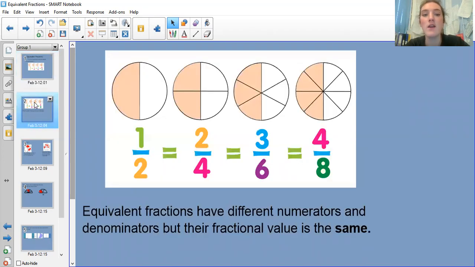Okay, here is another example. We know that equivalent fractions have different numerators. So in this example here, we just looked at the same one, but you can see the numerator is different in all of these fractions and the denominator is also different. So they all look different, like I said, but their fractional value is the same, okay? So that's important to remember.